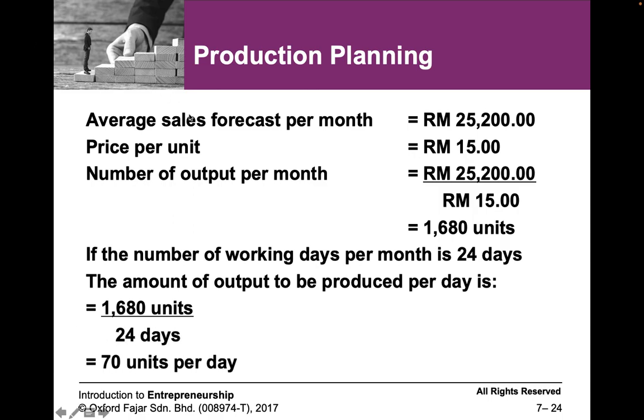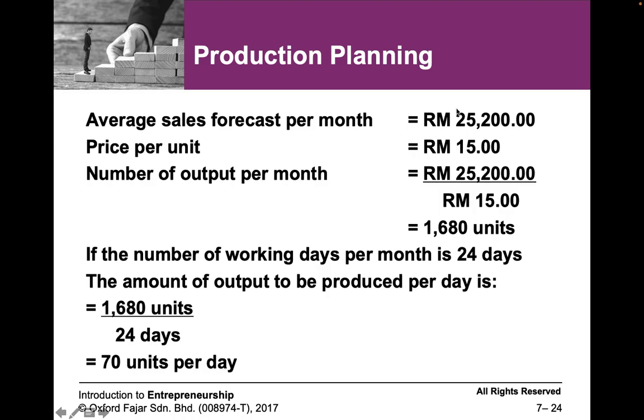Average sale forecast per month. This is what I have told you earlier, where we must get this figure from the marketing plan. How do you get the average sale forecast per month? Total up the sale forecast for that year. Let's say the sale forecast for that year is 120,000, for example. 120,000 divided by 12. Because in 1 year we have 12 months, so 120,000 divided by 12, then you will get 10,000 per month for the average sale forecast. So that is how to calculate the average sale forecast per month.